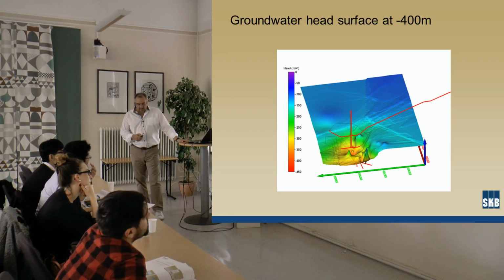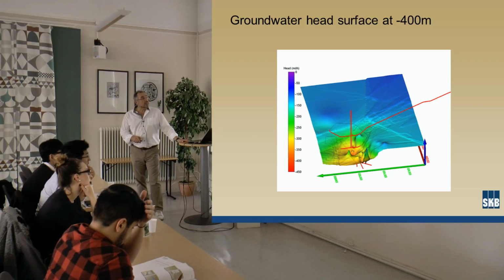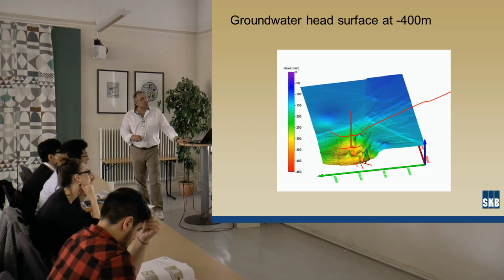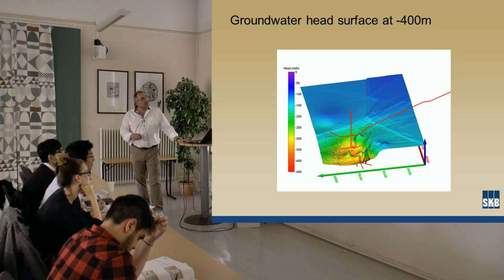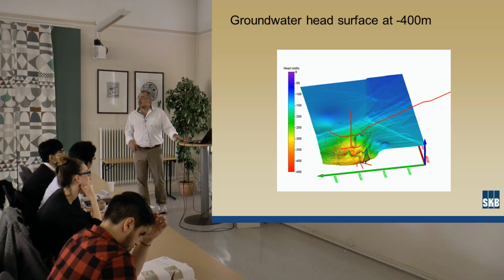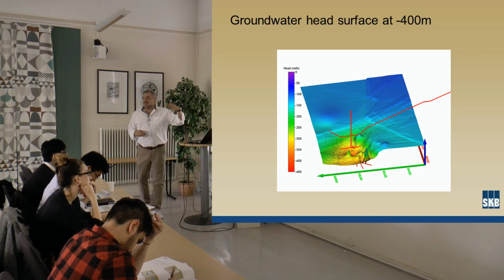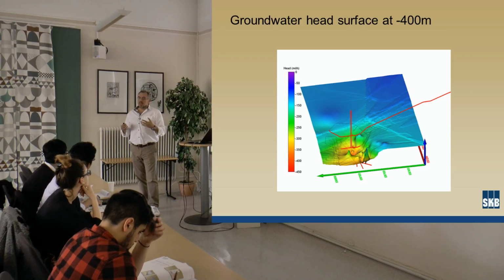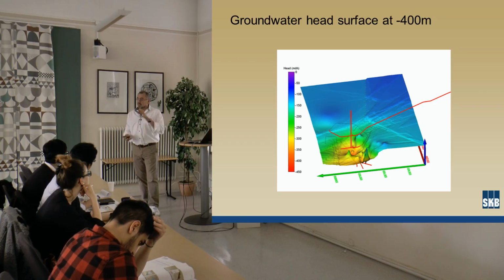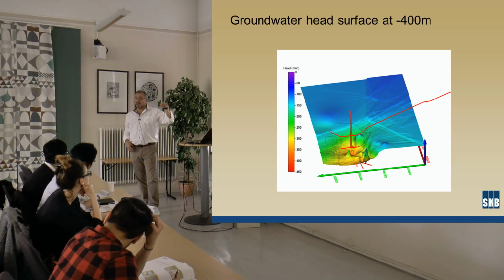And what we can see from here is a cone of depression, the most low-lying pressures. We have a groundwater head which is approximately 300 to 350 meters below mean sea level. And this type of information is used to deduce where a certain particle which is released from one point in the canister goes. So this is fundamental information which is needed as an input.